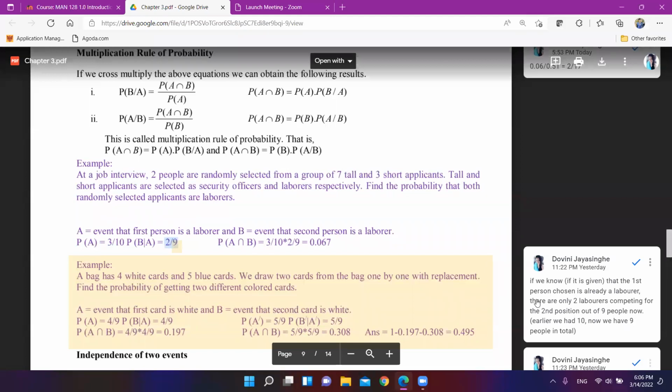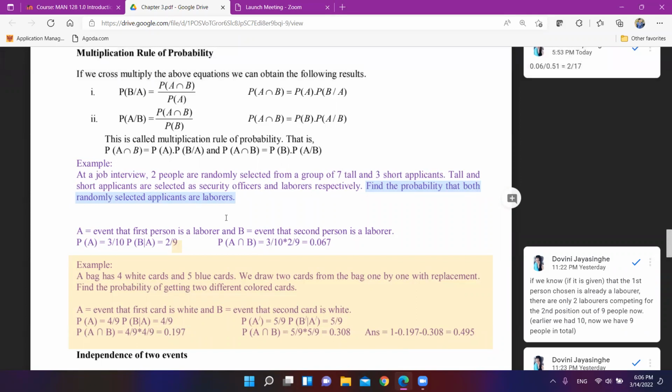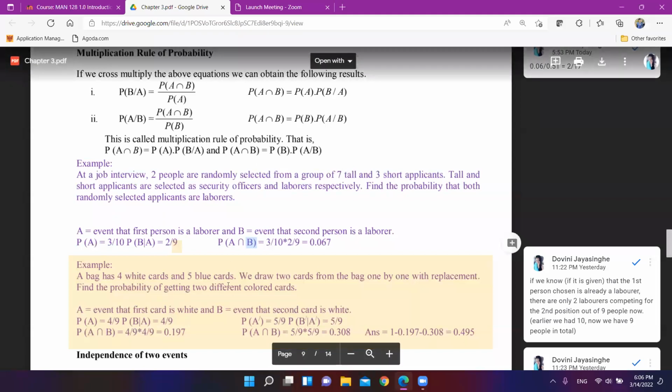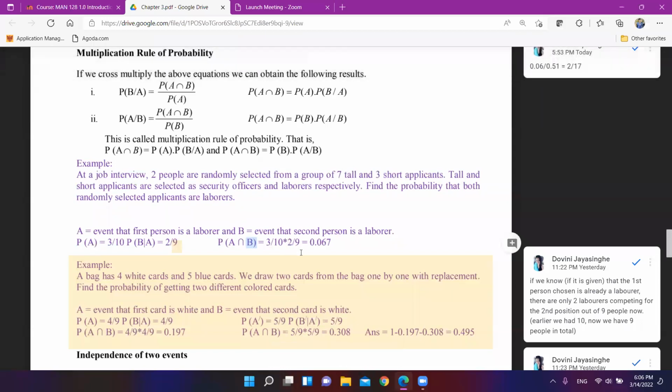Explanation එකත් මම ලිව්වා. If we know this one, we can compute this probability. They are asking find the probability that both randomly selected applicants are laborers. ඔය අහන්නේ A intersection B. මේ කියන්නේ පළවෙනි එක්කෙනා laborer කෙනෙක් වීම, මේ කියන්නේ දෙවෙනි එක්කෙනා laborer කෙනෙක් වීම. So A intersection B is given by use the multiplication rule. It's this one. 3 over 10 times 2 over 9.